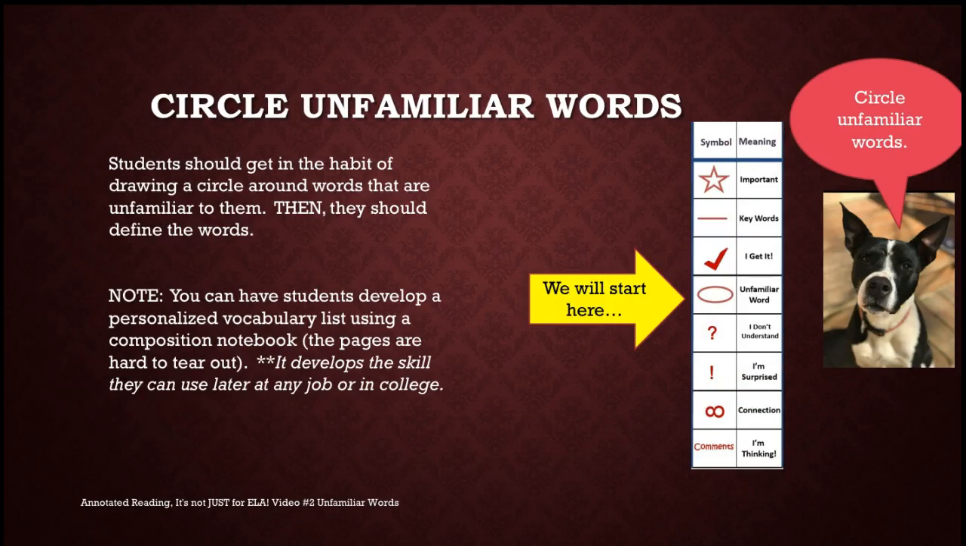To the right, you see the arrow pointing at an annotated reading bookmark. These are the marks that you could use. You can find any number of them on the web and internet and websites such as Teacher Pay Teachers. But let's start with students should get in the habit of drawing a circle around words that are unfamiliar to them. Then they should define those words. You can have students develop a personalized vocabulary list using a composition notebook. This develops a skill they can use later at any job or in college.